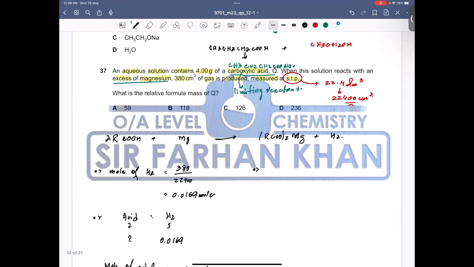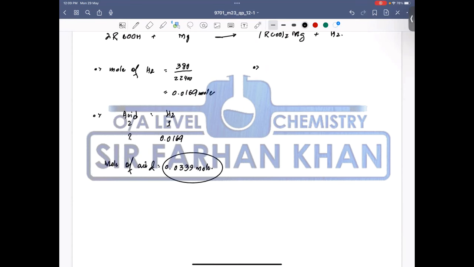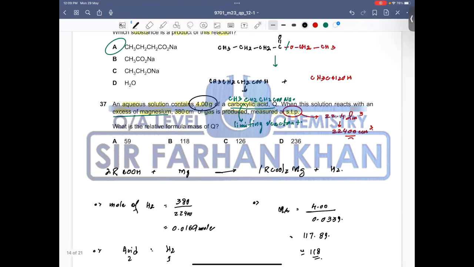Now in the next step, we know the mass of carboxylic acid. We know the moles of carboxylic acid. We can find the Mr. In order to find the Mr, we need to divide mass by moles, which is 4 divided by 0.0339. So guys, that is going to be 117.89, so roughly 118. So 118 is where? In B. B is going to be the right answer.